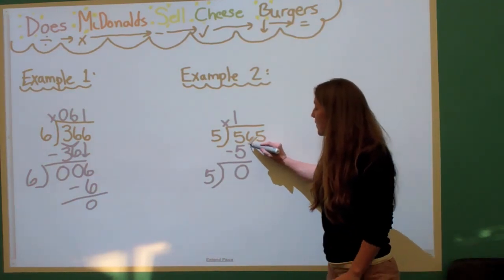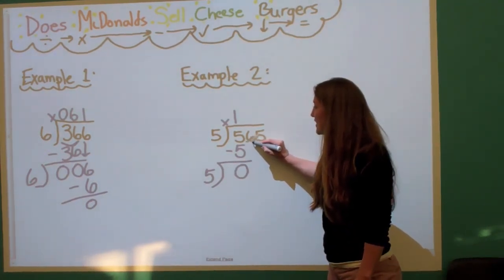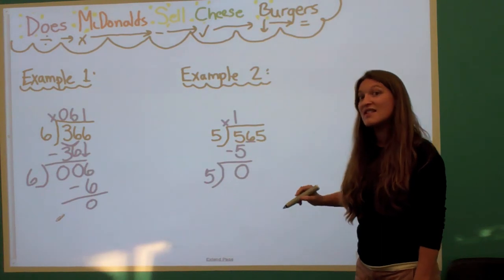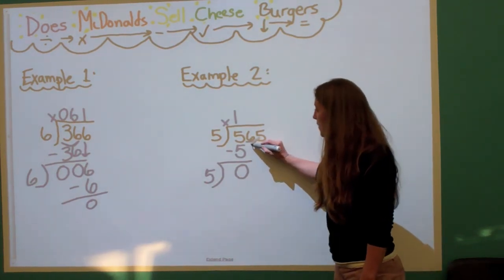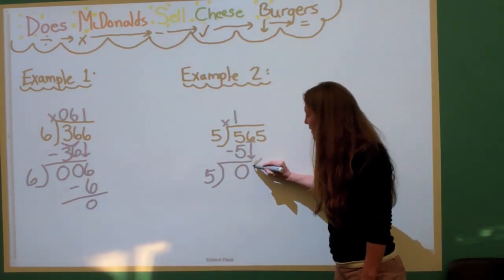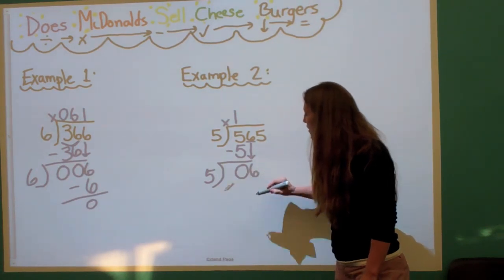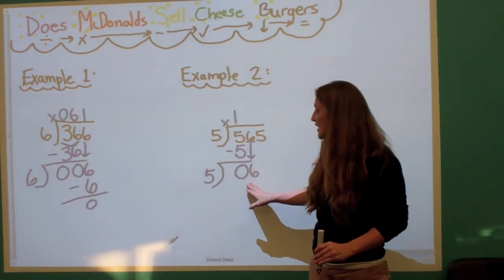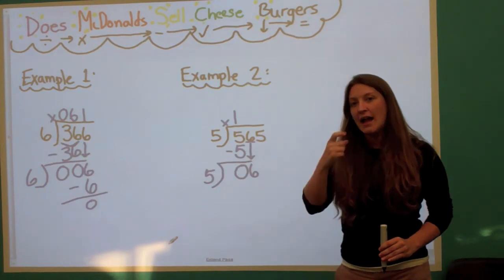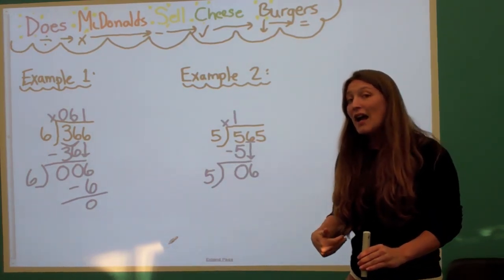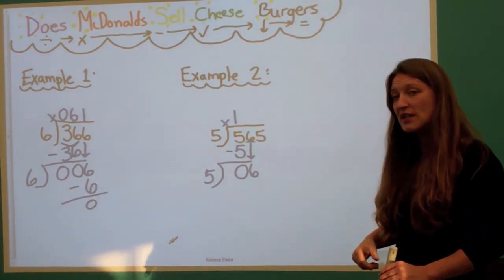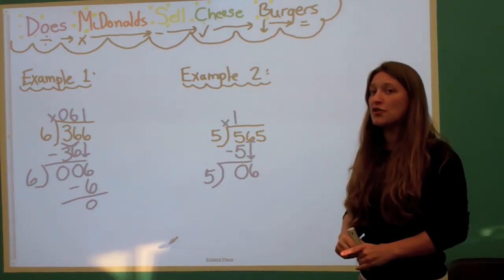So the next number that I'm going to bring down is the 6, because that's the next place value that I see in my dividend. I'm going to bring down that 6 into my new division problem. So now I have 6 divided by 5. Well, can 5 go into 6? So you ask yourself that question.